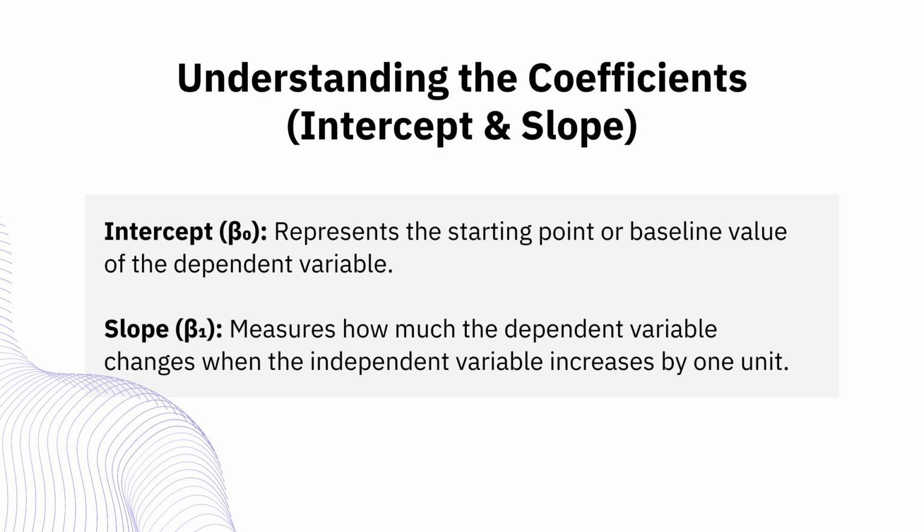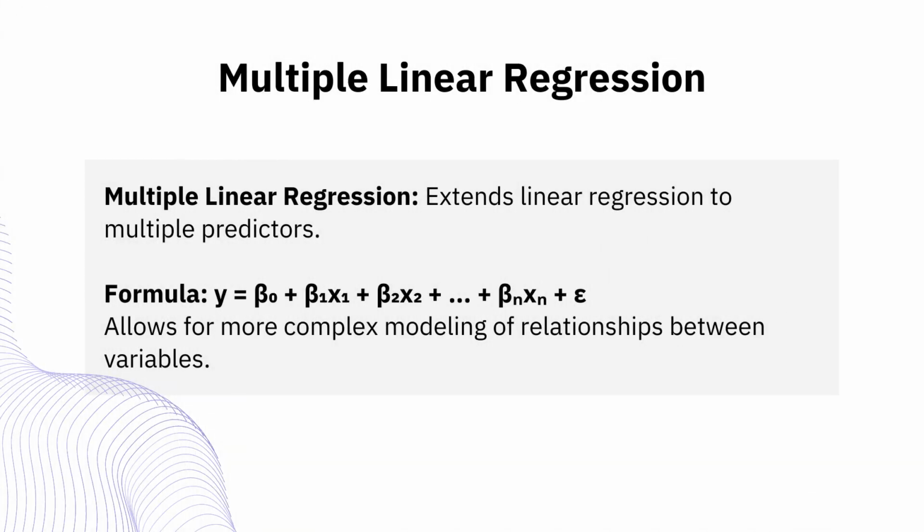Multiple linear regression extends the simple linear regression model by including more than one independent variable. The equation is similar but includes additional terms for each predictor variable. This allows us to model more complex relationships between the dependent variable and several predictors.